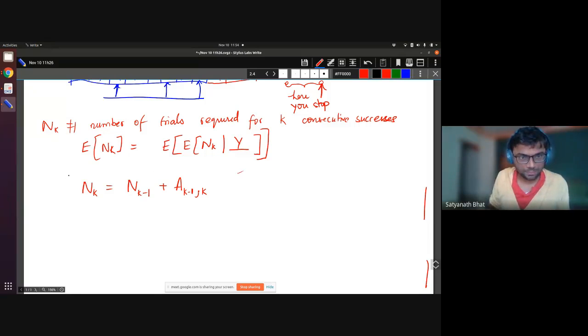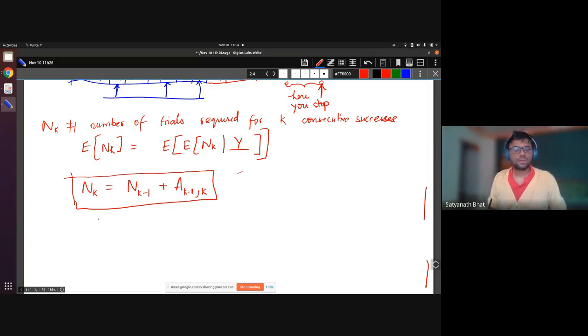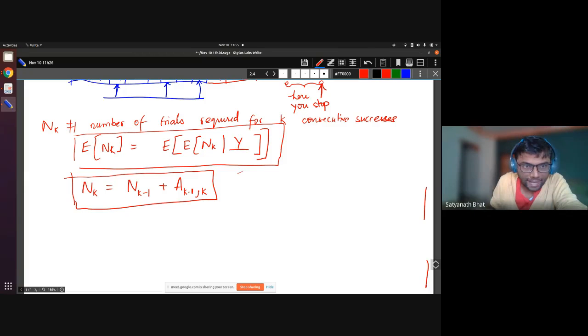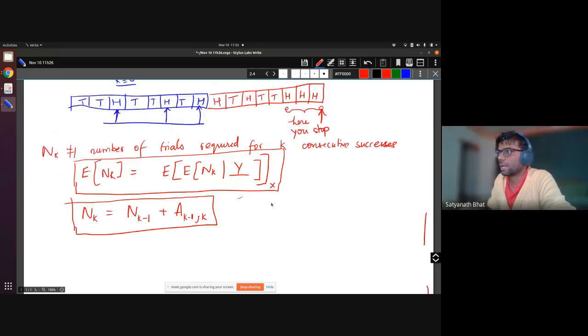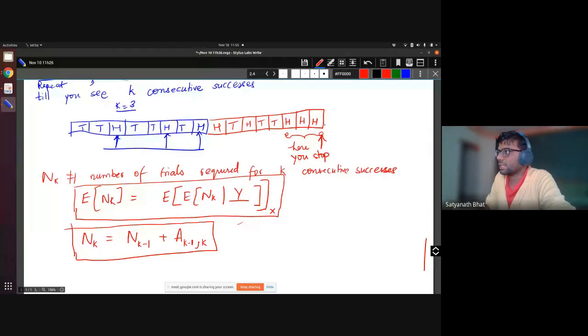Let's look at this equation. Basically what we are going to use is, instead of using this directly, we will use this inbuilt in the scheme, but we will change it slightly. What we are going to say is the number of trials required for k consecutive successes is this random variable. Whenever you have k successes, if you look at here, there are k successes, k equal to 3. It is necessary that you should have had 2 successes first. This should have happened, and then something should have happened.